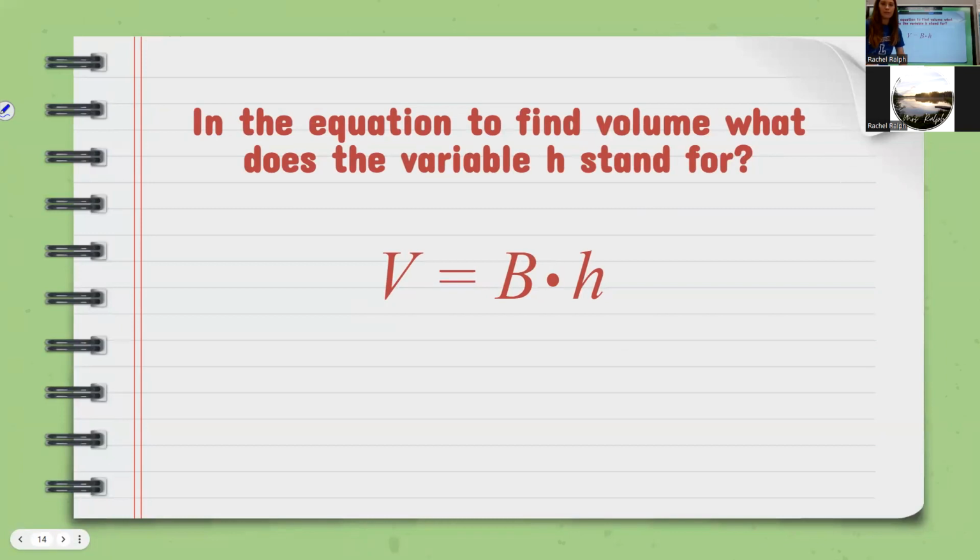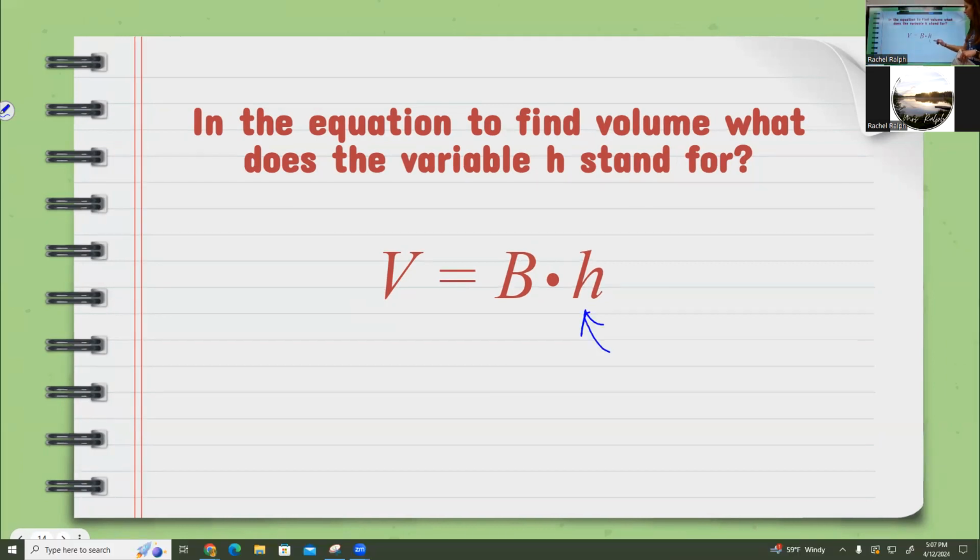In the equation to find volume, what does the variable h stand for? All right, and h is the height. H is the height of whatever your prism is. All right, now let's look at an example that is not a rectangular prism. We are going to look at a triangular prism this time.